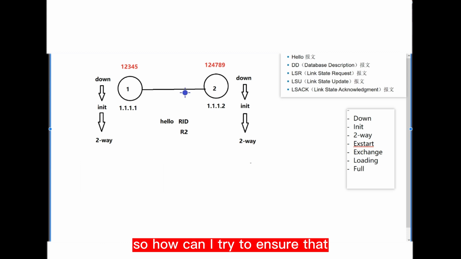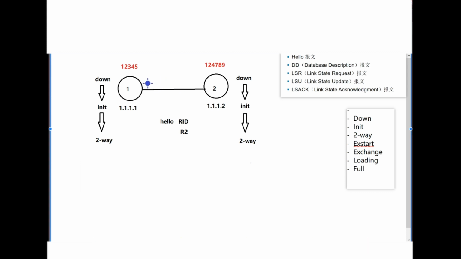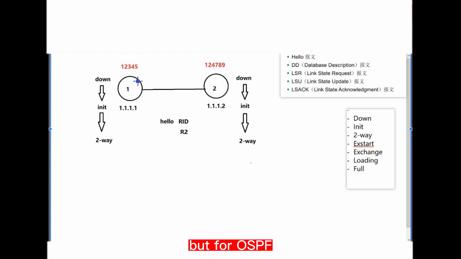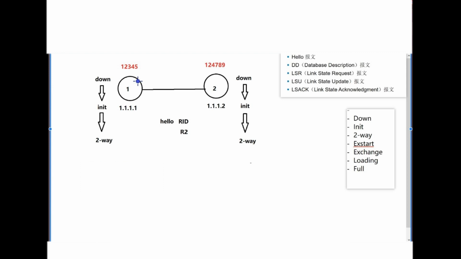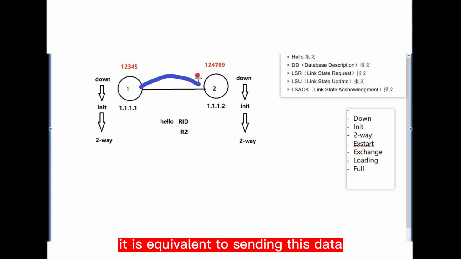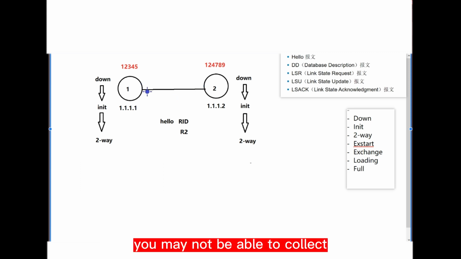So how can I try to ensure that conflicting information is not synchronized? This is the first question we will discuss. Let's think about another question. This involves the master-slave I just mentioned. But for OSPF, when devices are syncing information, it does not provide a confirmation mechanism. It is equivalent to sending this data, but the peer may not be able to receive it.